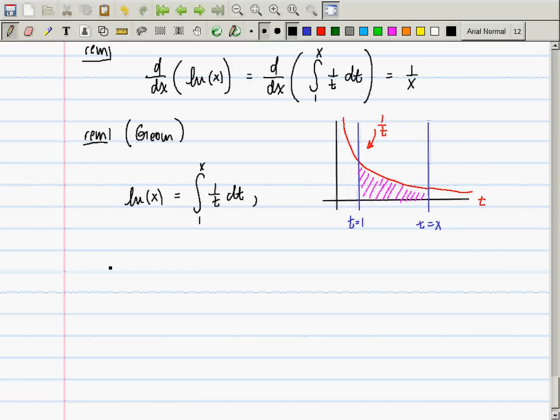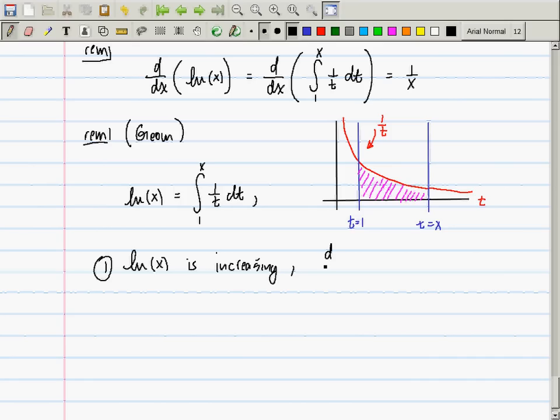Okay, so then that's the first comment. Log of x is increasing. Of course, that's a geometric way to see that log of x is increasing. You could have seen this in another way.